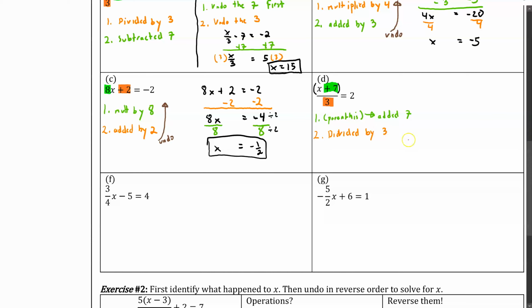Okay, well, in terms of undoing, we're going to do as we've been doing. We use the inverse operation, starting from the bottom and working our way to the top. So the original problem is x plus 7 all over 3 equals 2. So to undo division by 3, we'll multiply both sides by 3.